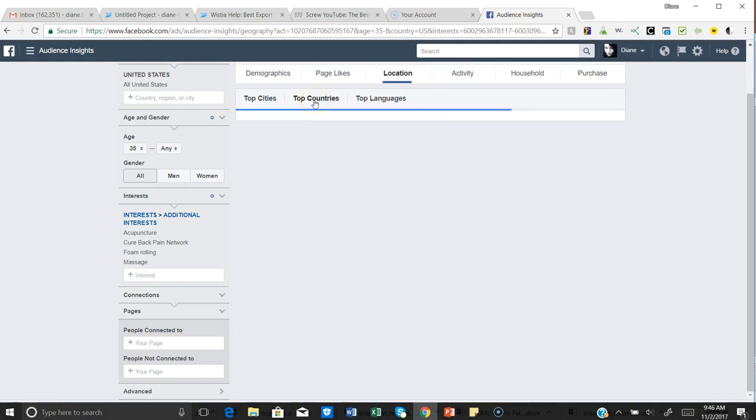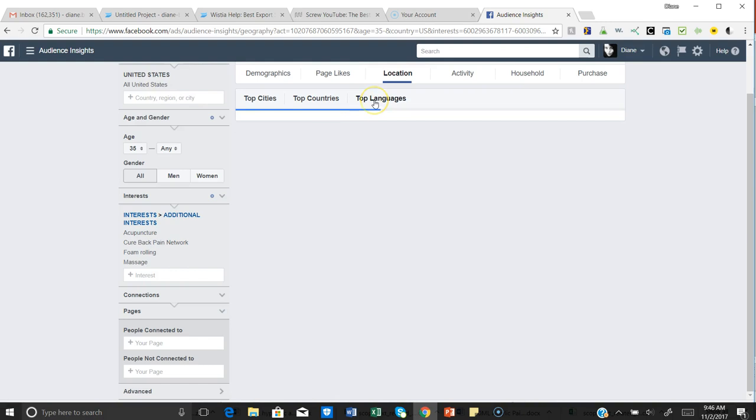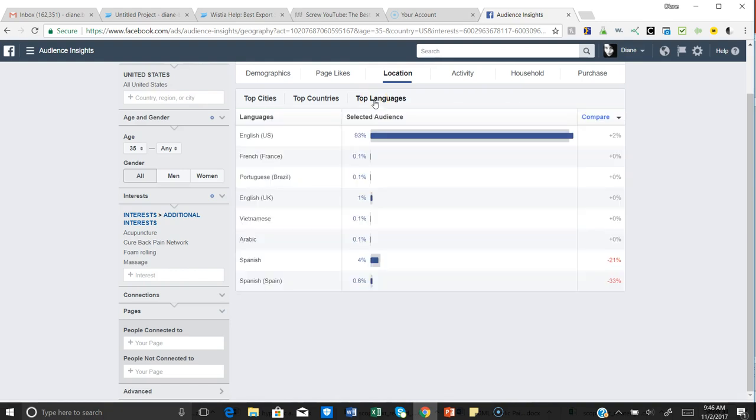We can see top countries as well, but that's only if you do worldwide or you put in several countries. Right now, of course, it's 100% US. Top languages spoken. This one's going to be pretty obvious. 93% English, 4% Spanish. Okay? If you see 50% Spanish, this is just an aside, turn your main keywords into Spanish keywords and put them in as your first back end keywords. We'll go more into back end keywords later, but that's really important.